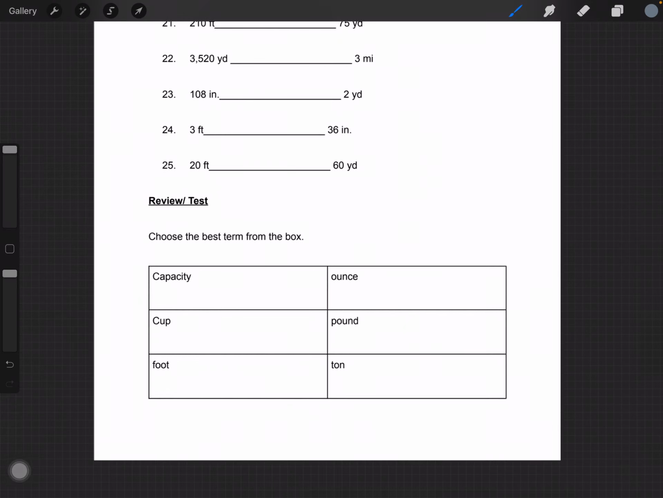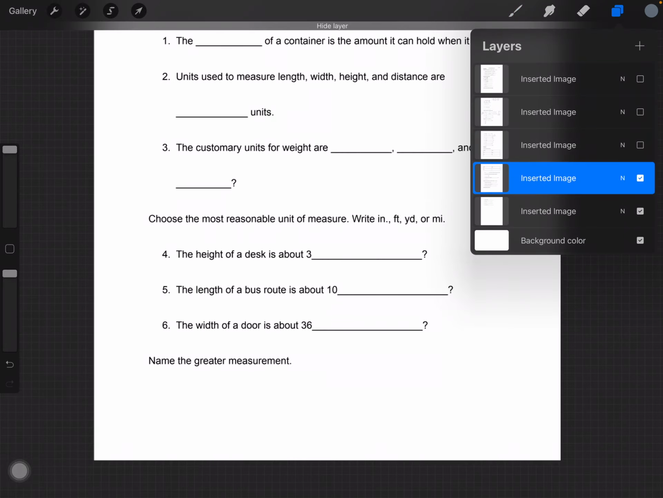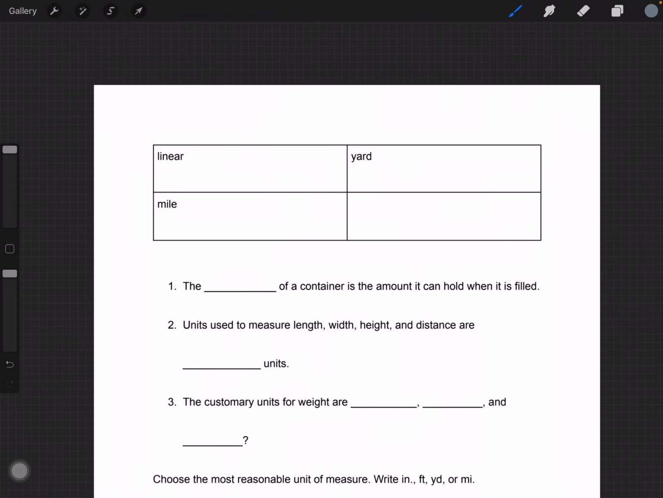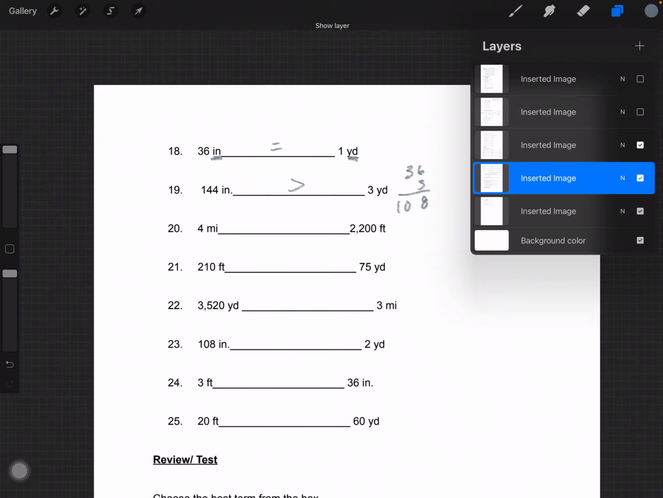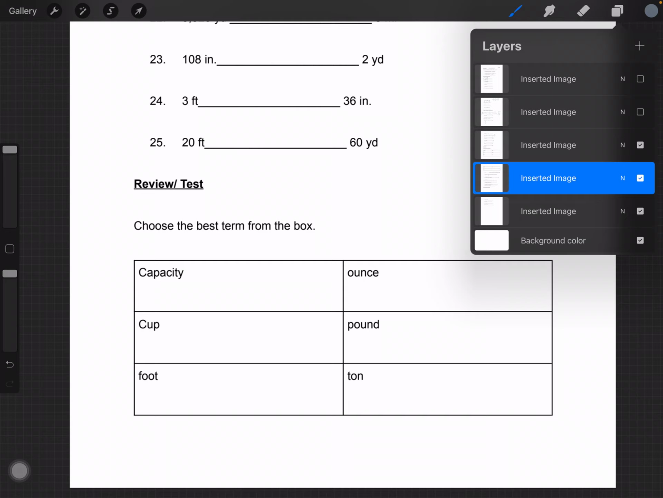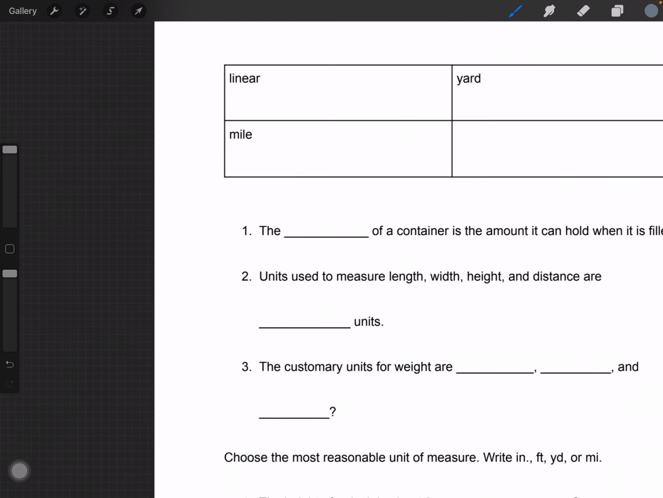This bottom says review/test. Choose the best term from the box. Number 1 says the something of a container is the amount it can hold when it is filled. So you look at these. The linear, or the yard, or the mile of a container doesn't make any sense. If you look at these, it says the capacity of a container, the ounce of a container, the cup of a container, pound, foot, ton. So where are we? We're here. This one would be capacity.